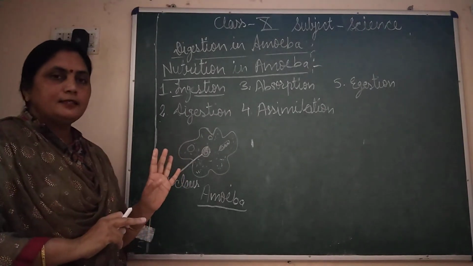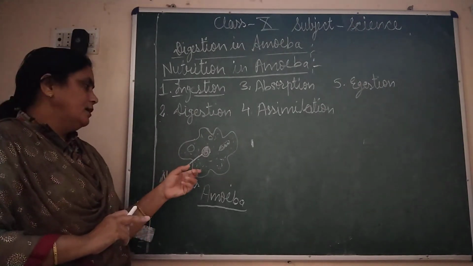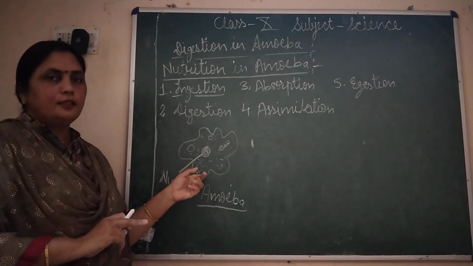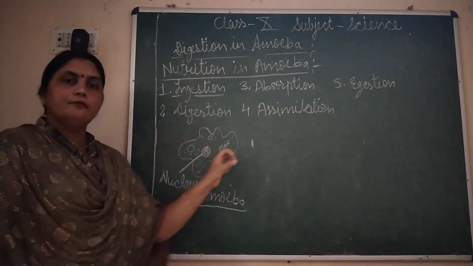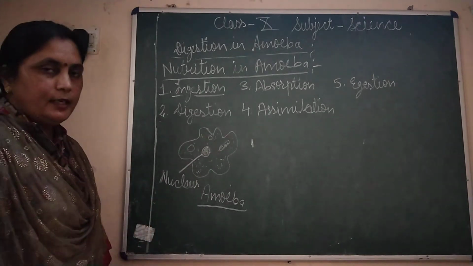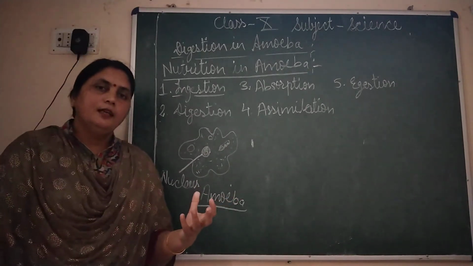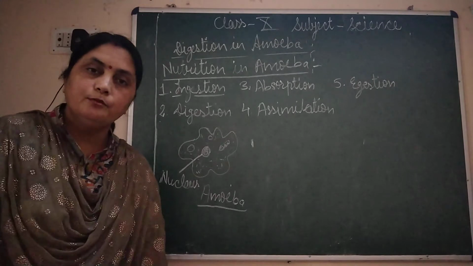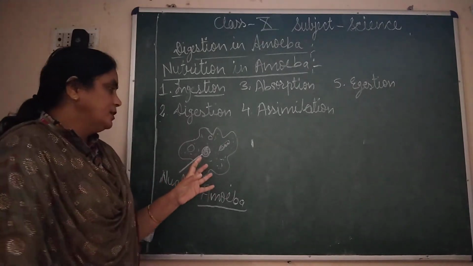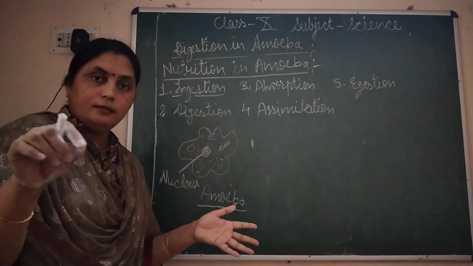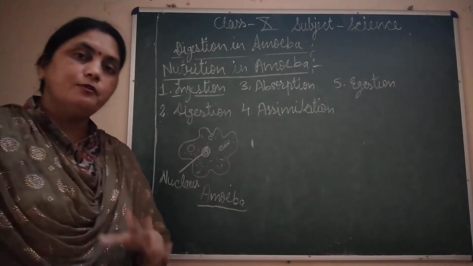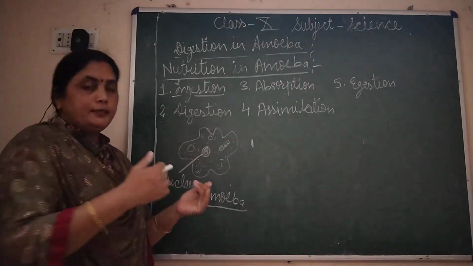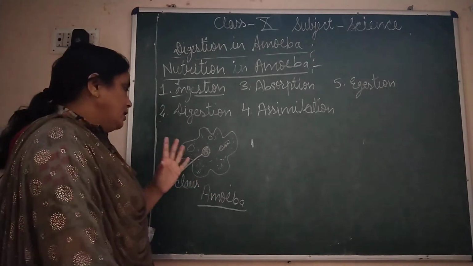You must be surprised that amoeba shows responses to stimuli. If there is food, then it will move towards it. If there is some sunlight, it will move away from it. So children, if some chemical substance is dropped into the water where the amoeba is present, it will move away from it. So it shows positive and negative responses.